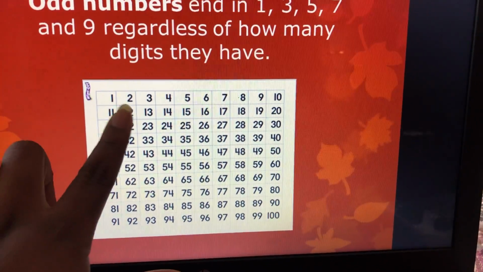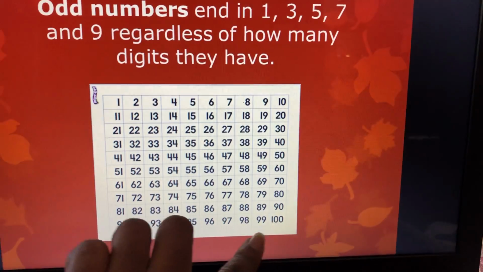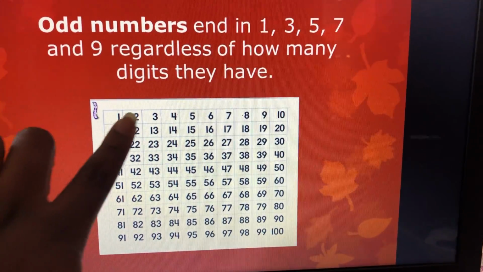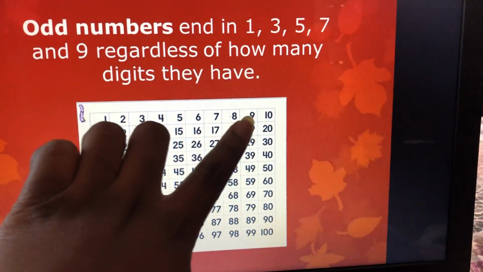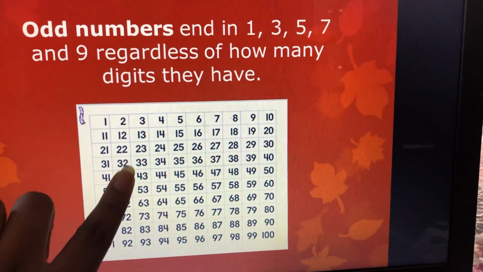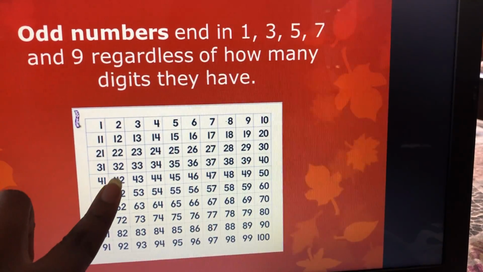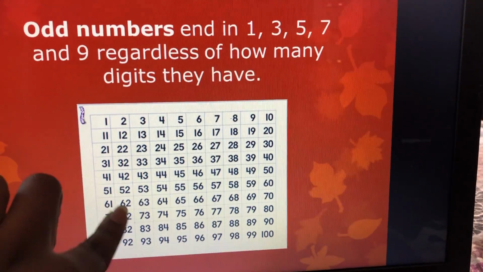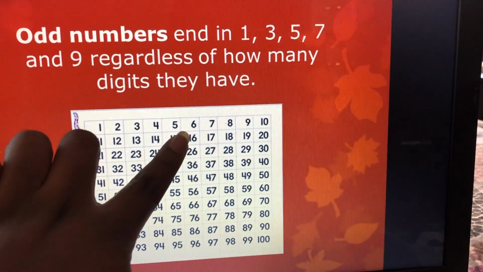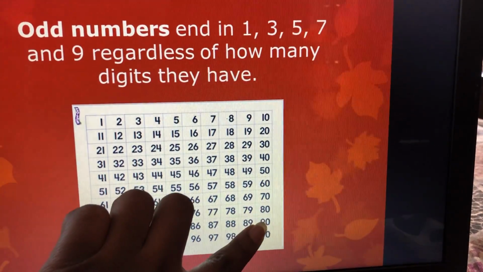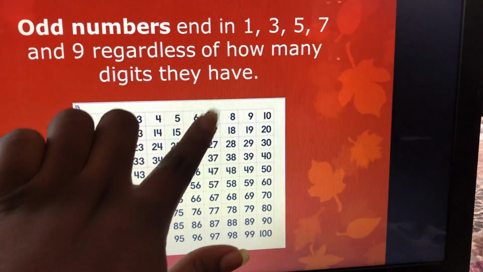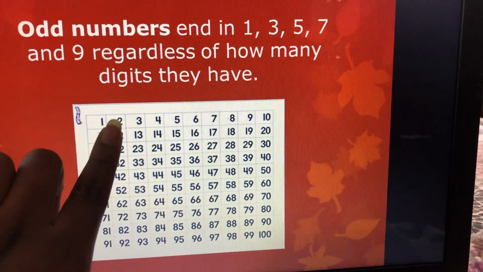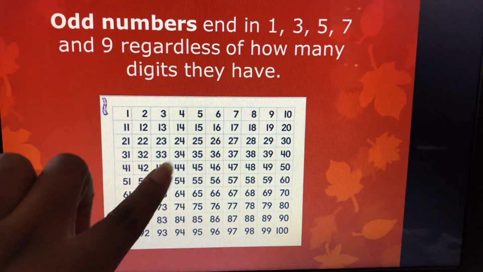So here we have our number chart. And here we have 1, 3, 5, 7, and 9. Because remember, we looked at the 2's yesterday. So 2, 12, 22, 32, 42, and so on and so forth. 2, 4, 6, 8, and 10. These numbers end in 0, 8, 6, 4, and 2. And we call these numbers even numbers.